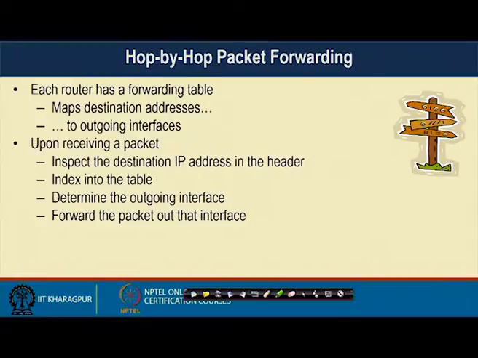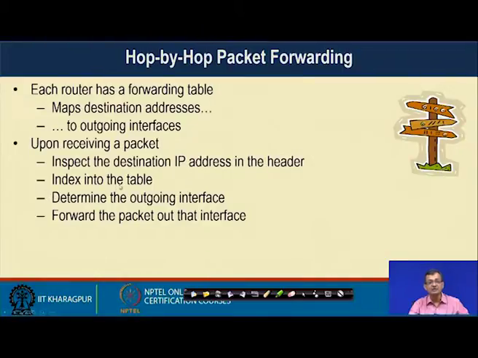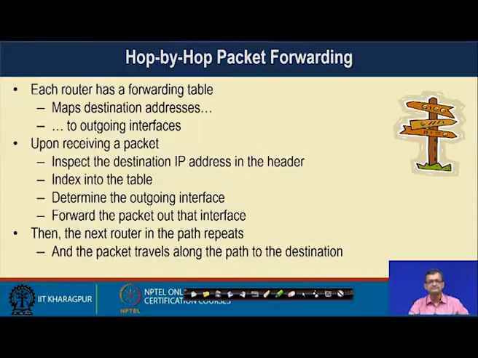If it is not in that table, there is a concept of default route. If it is not found in the table, by default it will route to that particular interface. Upon receiving a packet, the router inspects the destination IP address in the header, indexes into the table, determines the outgoing interface, and forwards the packet to that interface. In some situations it can update the header, which will come later.